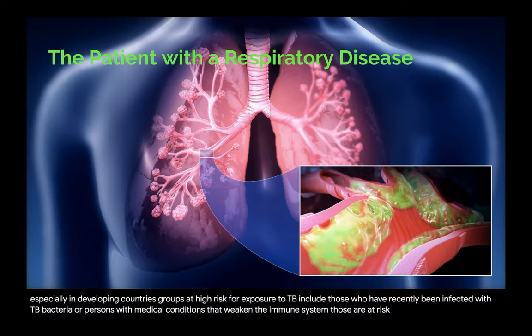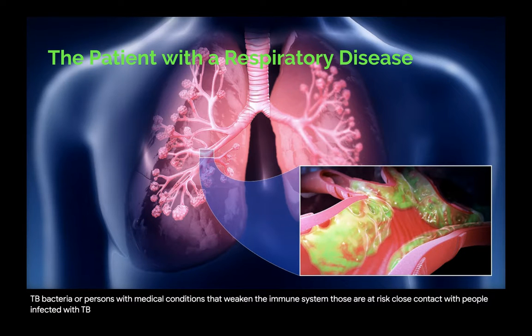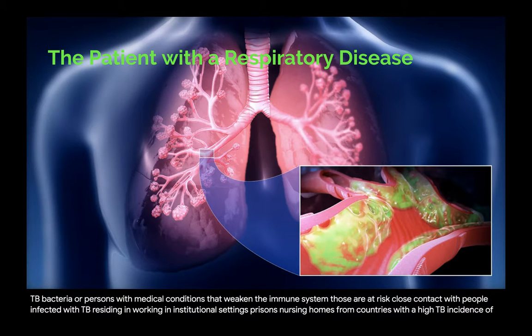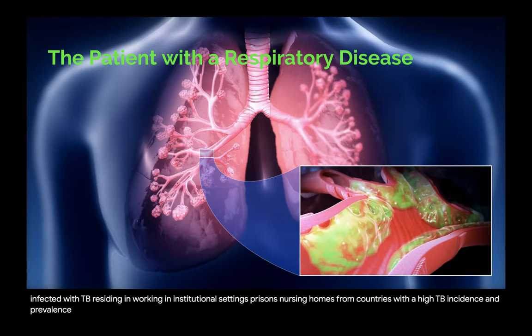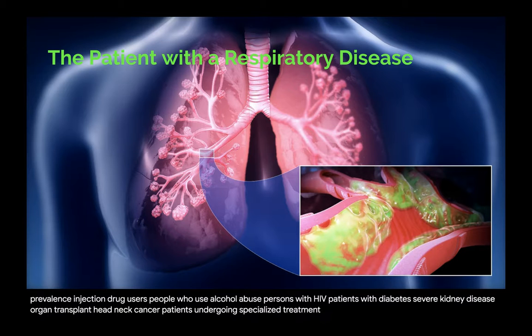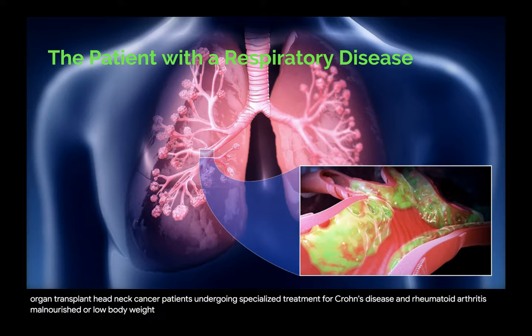Those at risk: close contact with people infected with TB, residing and working in institutional settings, prisons, nursing homes, people from countries with a high TB incidence and prevalence, injection drug users, people who abuse alcohol, persons with HIV, patients with diabetes, severe kidney disease, organ transplant, head and neck cancer, patients undergoing specialized treatment for Crohn's disease and rheumatoid arthritis, malnourished or low body weight, and medical and dental care providers for any of the aforementioned high-risk groups.